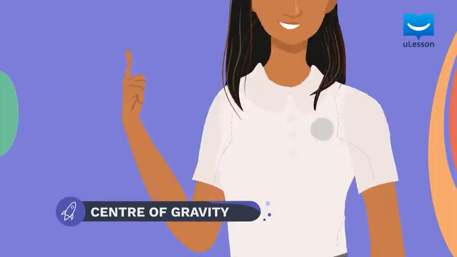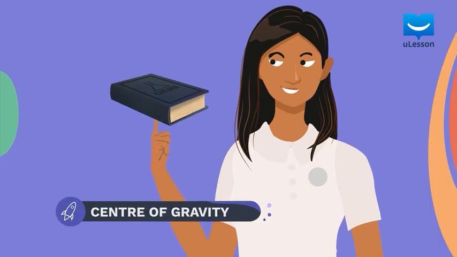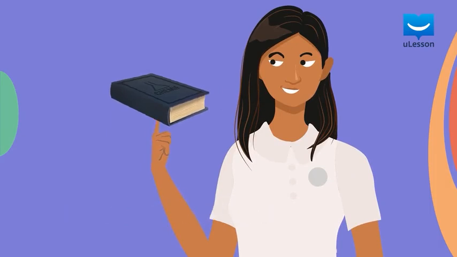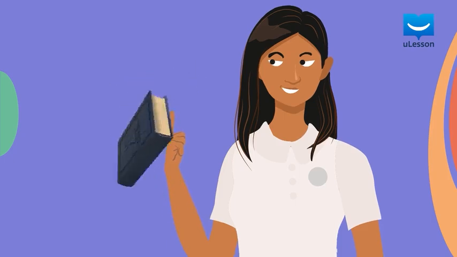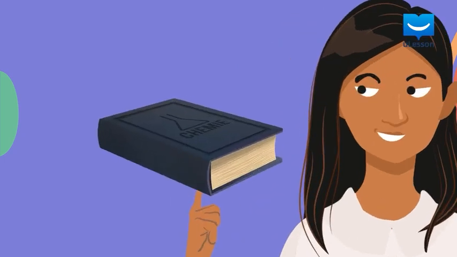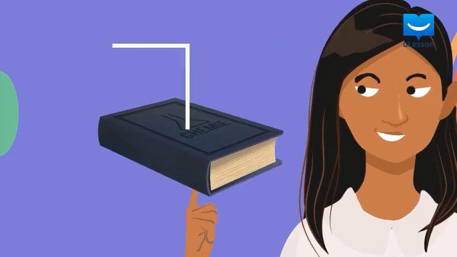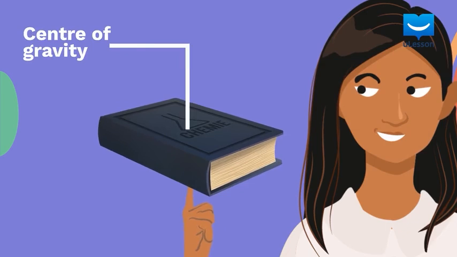Have you ever tried balancing a book by placing it on your fingertip? If you've tried that before, you would notice that the book would not balance except at a single point. Now, if you place your finger at any other point, the book will topple over and fall. The point where the book balanced on your finger is called the center of gravity.